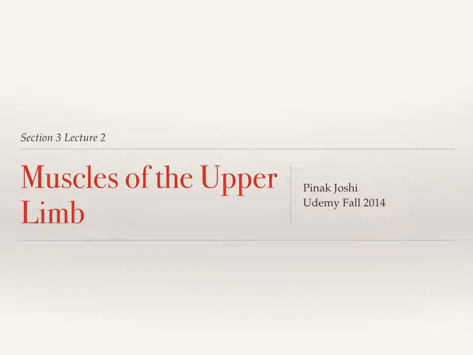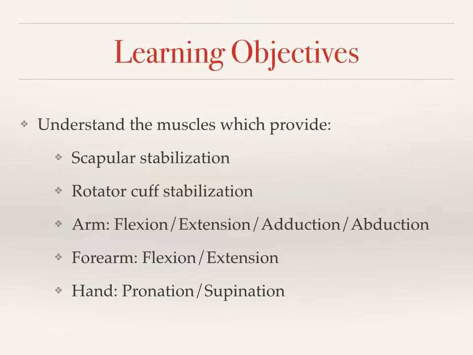Welcome to Section 3, Lecture 2, where we will continue exploring the upper limbs. So this lecture is going to be all about musculature. From this lecture, you should be able to identify the muscles which provide scapular stabilization, rotator cuff stabilization, flexion, extension, adduction, and abduction of the arm, flexion and extension of the forearm, and pronation and supination of the hand.